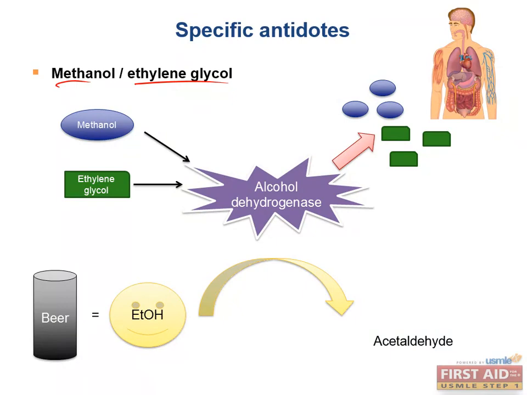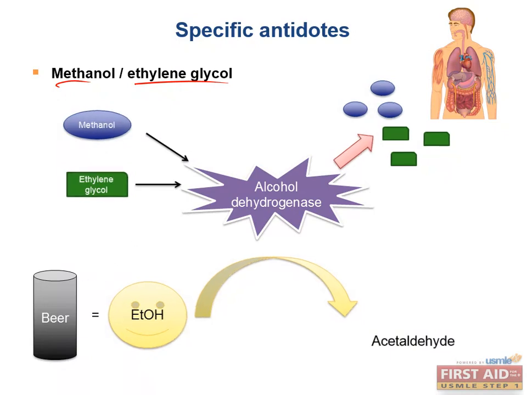Needless to say, many of you may or may not experience an acetaldehyde overdose after taking the USMLE. A surprising yet effective treatment for methanol and ethylene glycol poisoning is going to be giving ethanol here to compete for this enzyme. So if you have a methanol or an ethylene glycol overdose, what are you going to do? You are going to get that patient drunk.